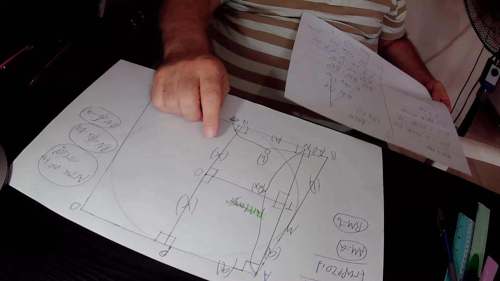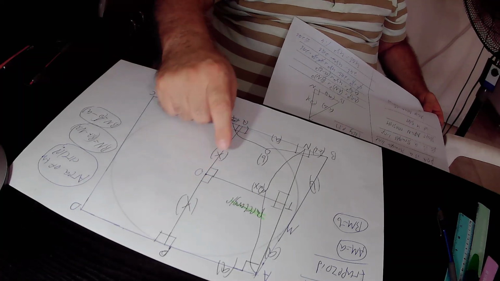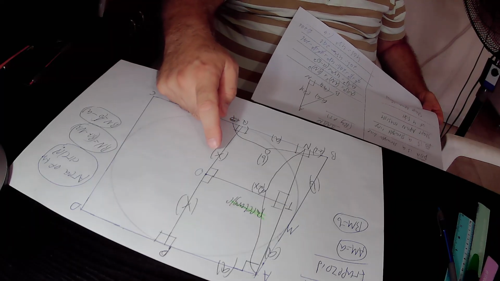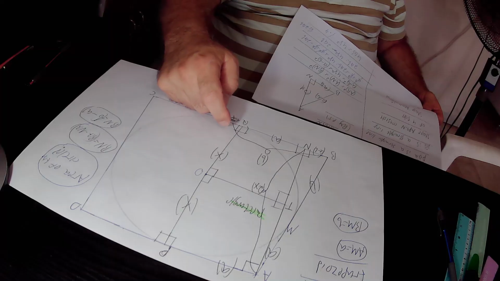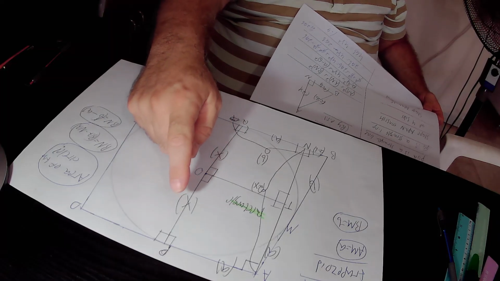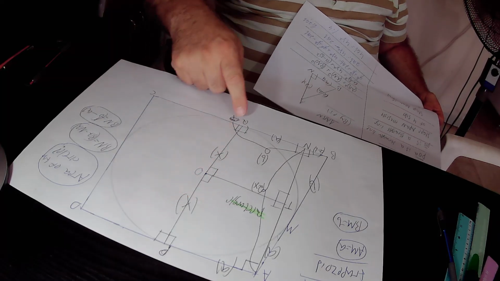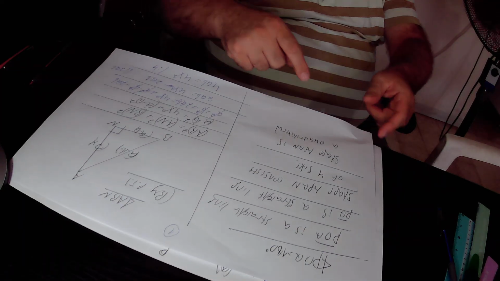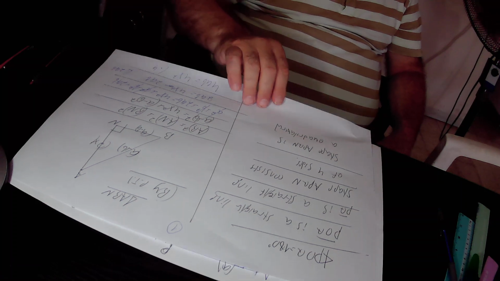Actually, it doesn't look like a straight line, because I made an error with the construction, but it should look like a straight line. So we know that POQ is a straight line, therefore PQ is also a straight line.